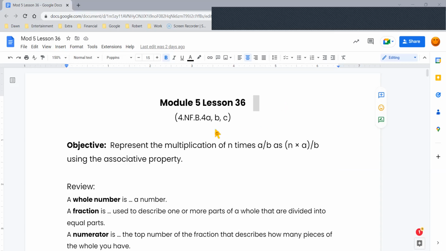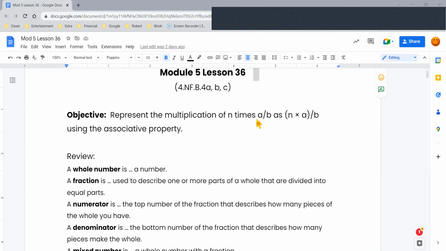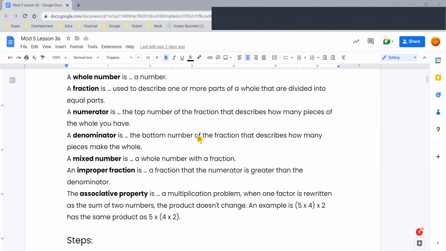Our objective today is to represent the multiplication of n times a over b as the quantity of n times a over b. And we're using that with the associative property. We have our vocabulary words: whole number, fraction, numerator, denominator, mixed number, improper fraction, and associative property.